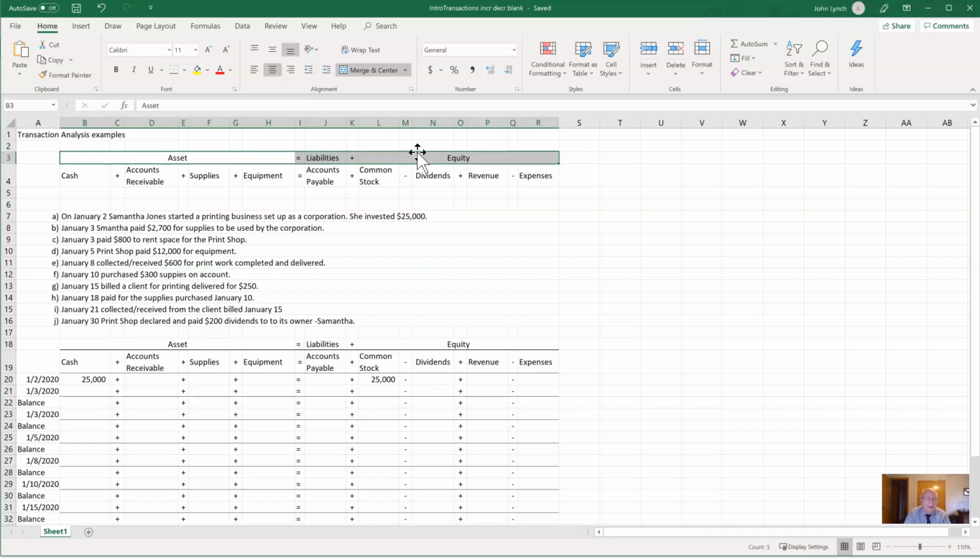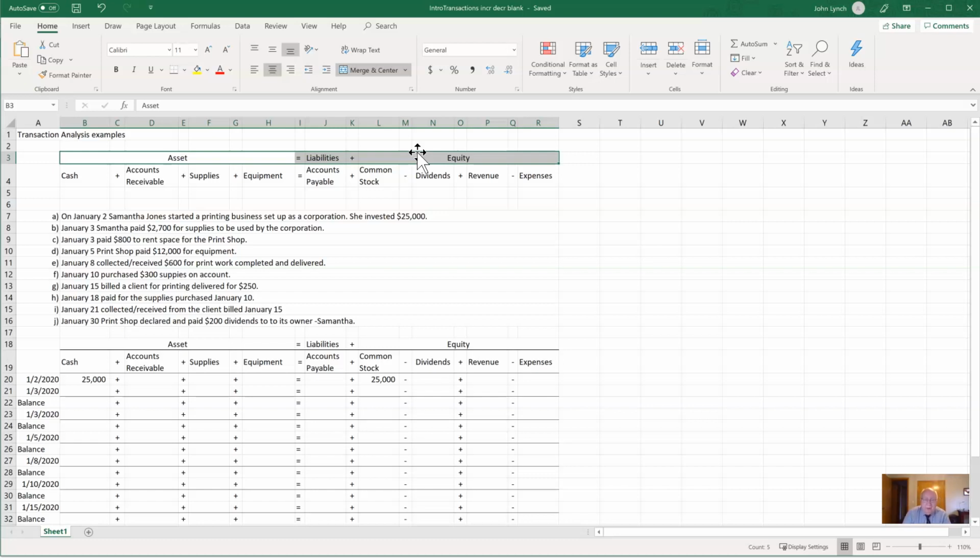Assets are things that the company owns or has control over, such as cash, accounts receivable, supplies, equipment, land, buildings, vehicles, that type of thing. Liabilities is simply the debt that the company has, and the most common one is accounts payable, and there's a lot of other ones we'll add later.